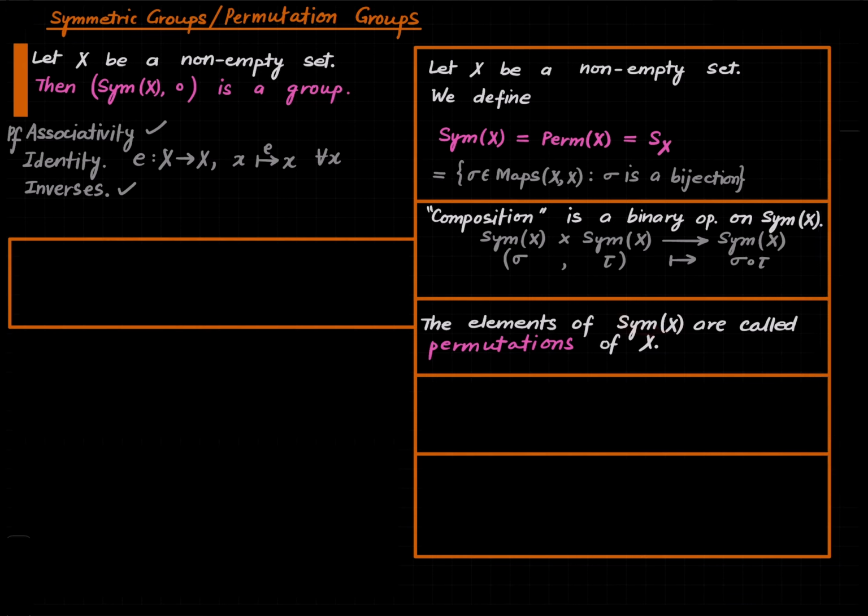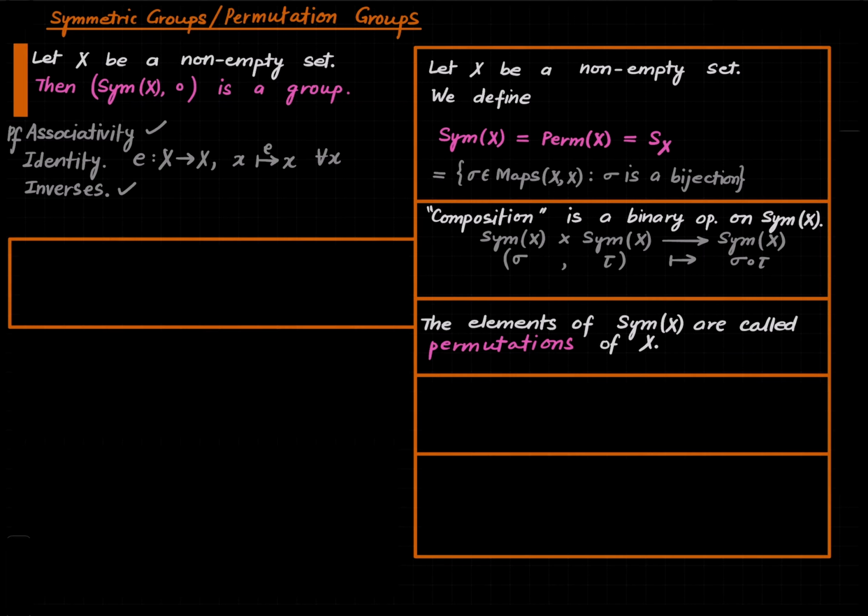This is a very reasonable terminology because if you think of the elements of x as things lined up in a row, then a bijection from x to x can be thought of as permuting the order of occurrence of these elements, right? It's just changing the names. So you can think of it as shifting the positions of the things in the row. So it's a nice terminology. The elements of this are called permutations of x, and this itself is called the permutation group of x or the symmetric group of x.